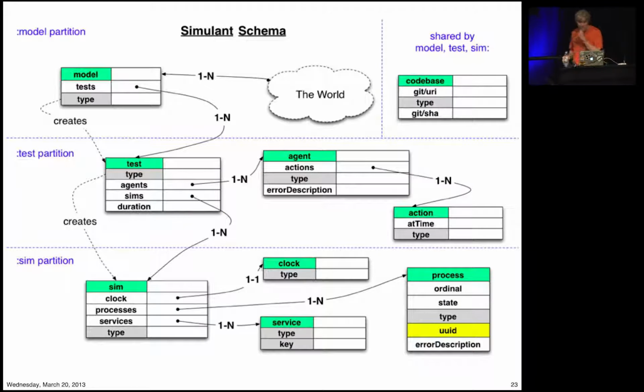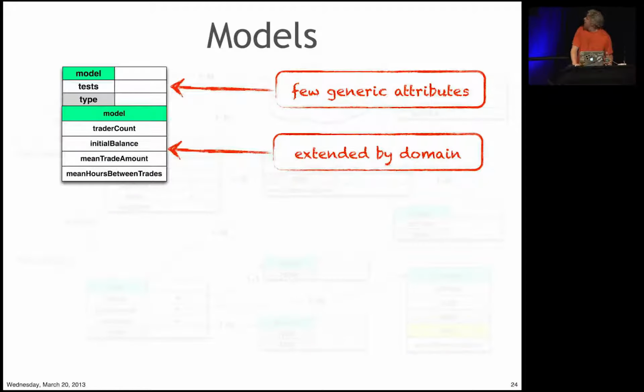So, Simulant starts with a schema. Everybody can read all that, right? So broadly speaking, it begins with a model. And the model schema has a few generic attributes. And then those generic attributes are extended or augmented by domain-specific attributes for the thing that you're trying to model.